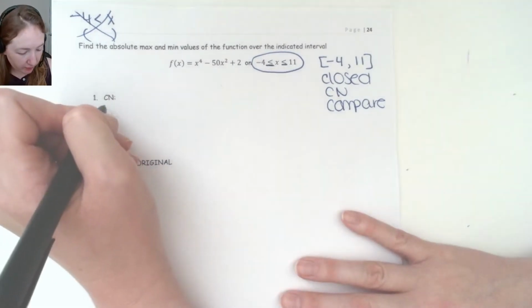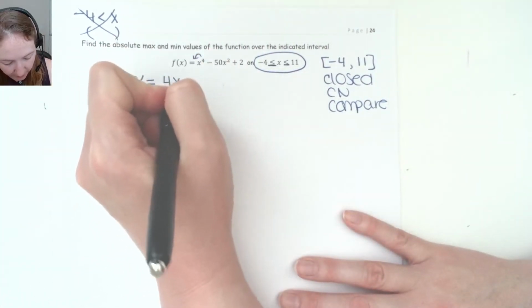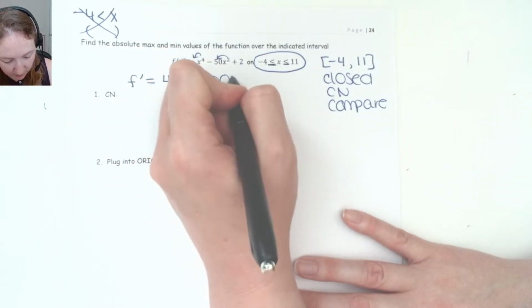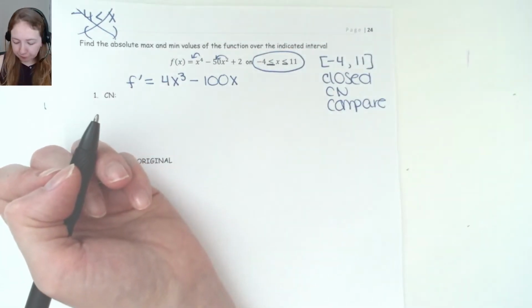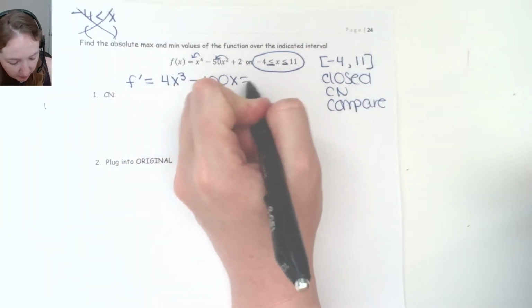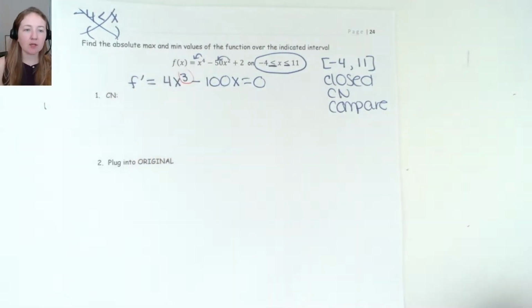So to find my critical numbers, I'm going to take the first derivative, so bring down the 4x to the third minus the 50 times 2 gives us 100x, and then the plus 2 goes to 0. Now you'll notice here that it's not a linear expression that I'm setting equal to 0. My highest power is a cubic. So just like those quadratics where I had a square, I need to factor first.